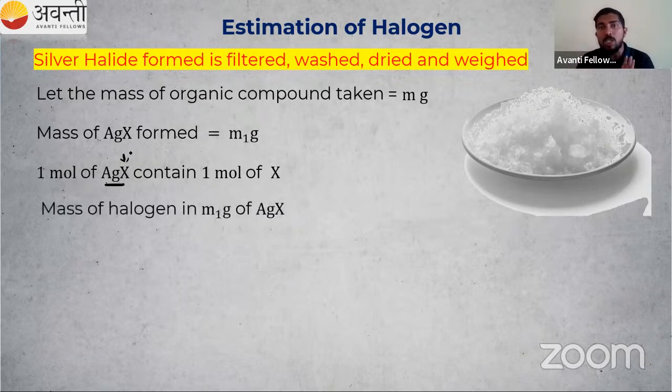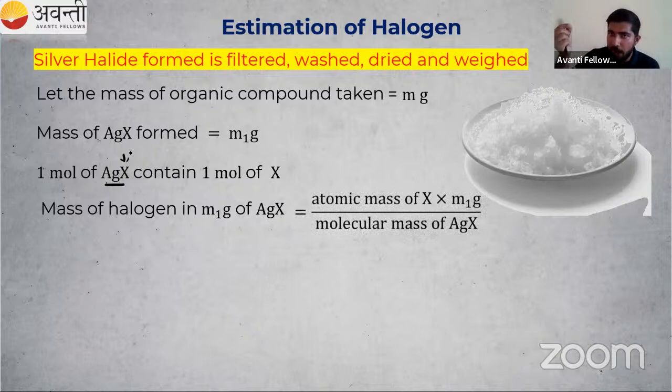Then mass of halogen. How to find the percentage? Your marks obtained divided by total marks into 100. So we have to find the mass of halogen divided by the mass of organic compound. We know the mass of organic compound is m gram. So mass of halogen in m1 gram of AgX, what is that? Atomic mass of halogen into m1 gram, divided by molecular mass of AgX. The last class we have done this, that is why I'm not repeating it again. So mass of halogen is found.